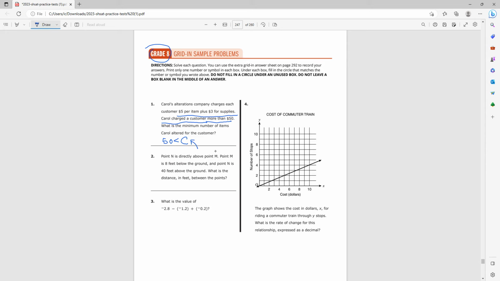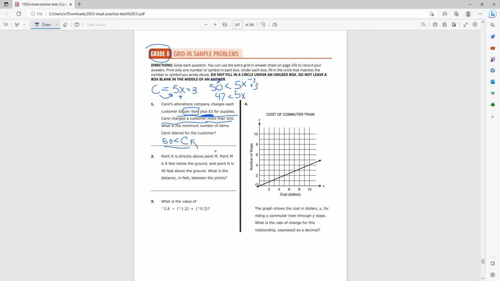So that's C. And conveniently over here, we wrote that 50 is less than C, and we know that C is equal to this. So what we can do is just substitute 5x plus 3 for C. In other words, 50 has to be less than 5x plus 3. And now we can just solve for x, right? So we're going to subtract 3 on both sides. Next, we're going to get 47 is less than 5x.